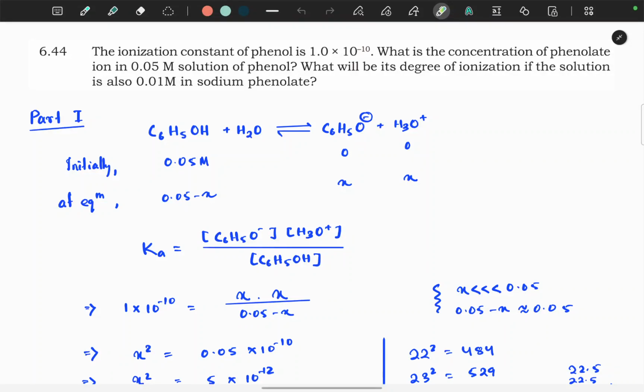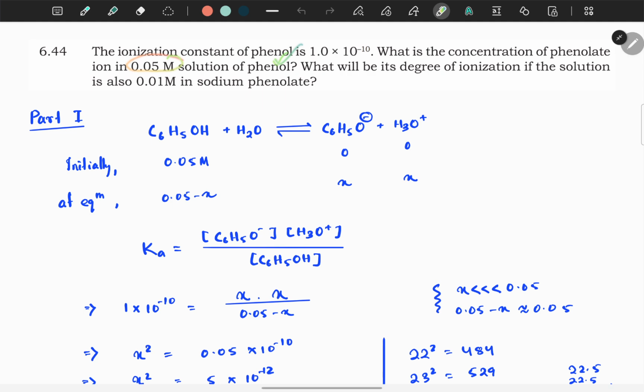So in this question we are provided with the ionization constant, or the dissociation constant, of phenol, which is 1 into 10 to the power minus 10. Again, this is 10 to the minus 10, which means it is much less than 10 to the minus 3. So the reaction has just started.